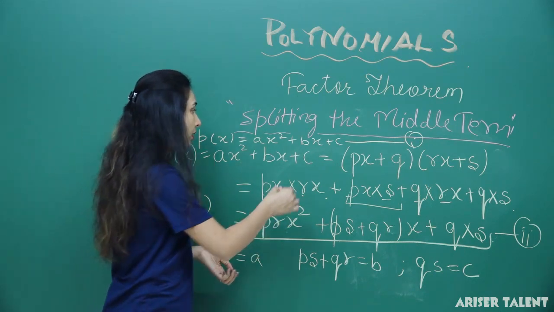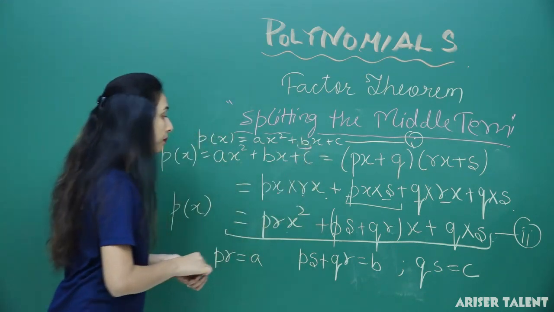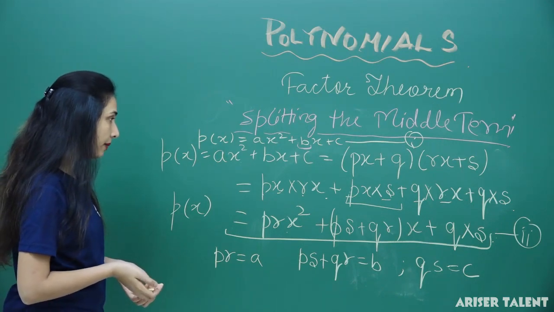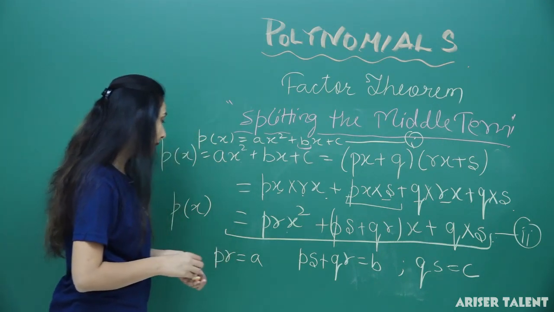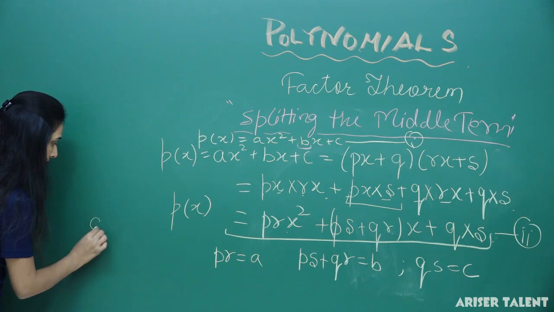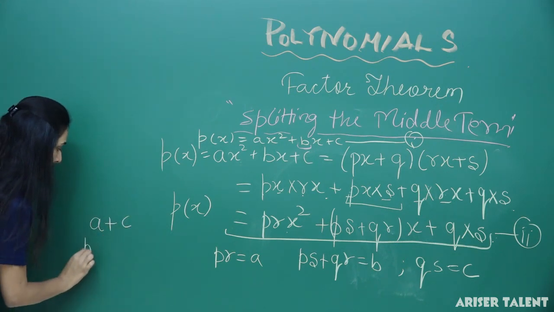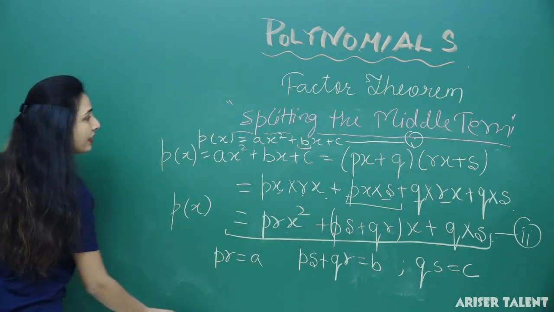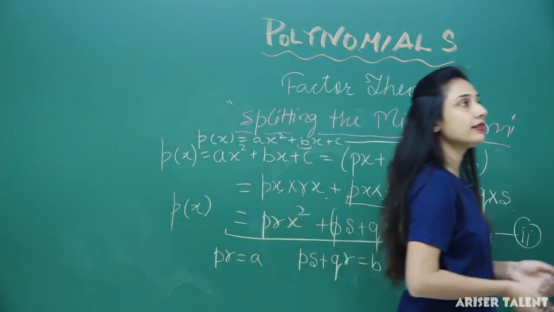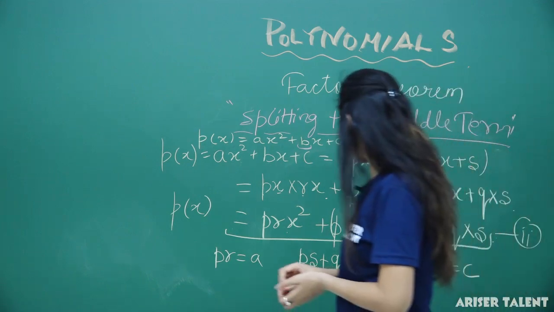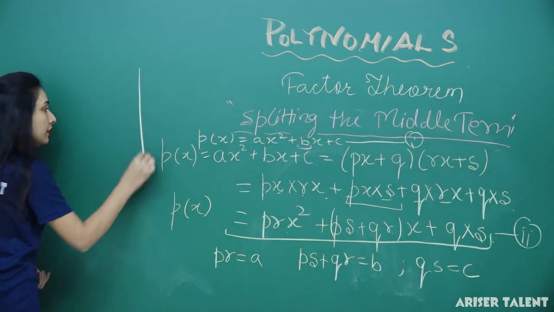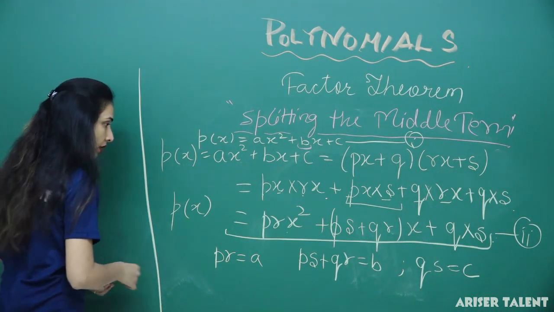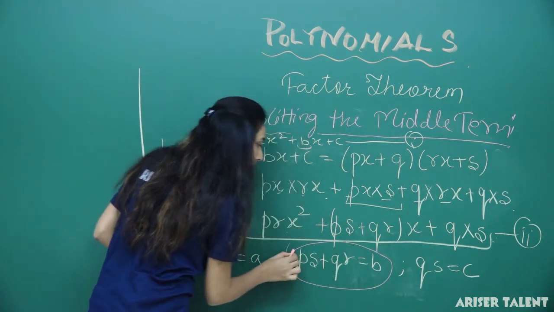Now, look at the b, ps plus qr, okay, ps plus qr, and a times c is pr times qs. First of all, note this complete section, complete this section. Now, students, concentrate on this b term.